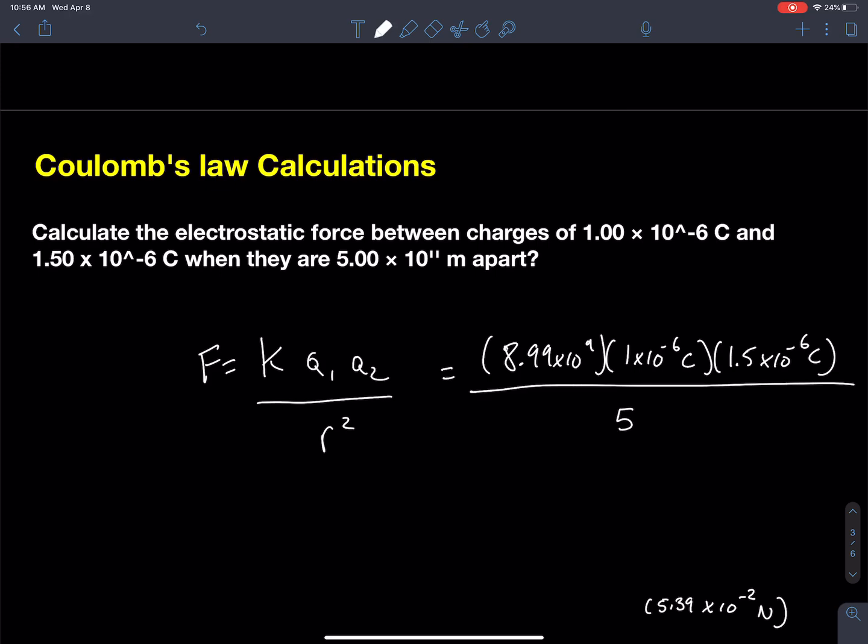5. I think this is supposed to be times 10 to the 1, so I'm just going to get rid of that. It's times 10 to the 1. Let's imagine that, because for some reason my brain thinks it's definitely 5 meters apart.